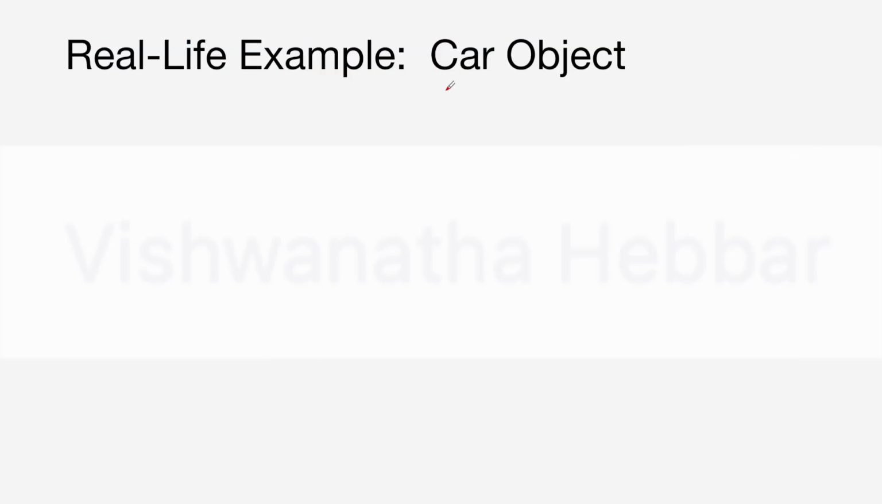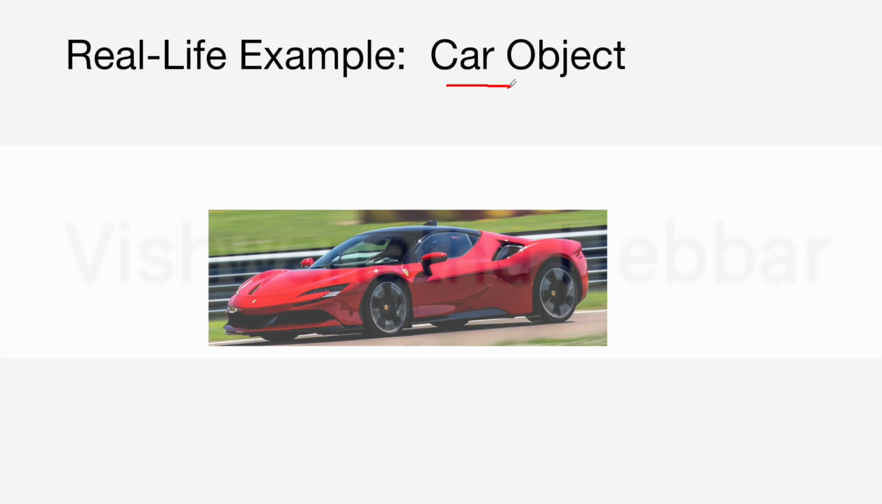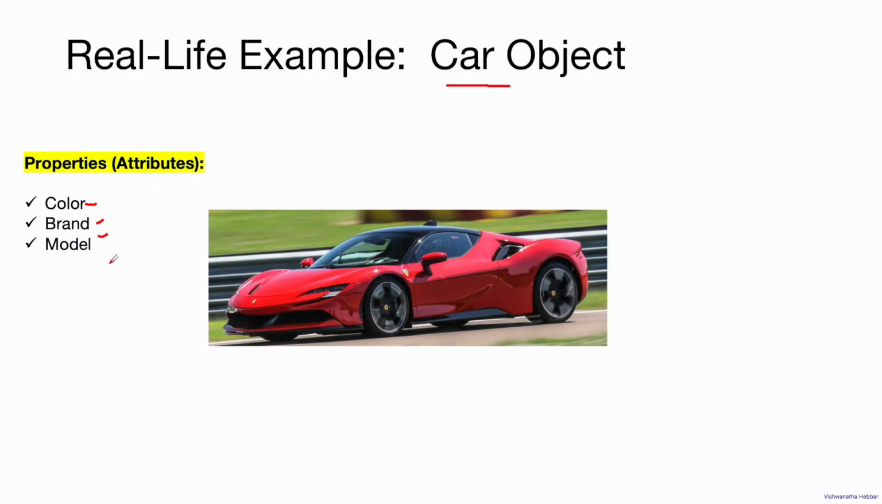Consider a car as an object. This car has certain properties or attributes such as color, brand name, model, etc. Right? These are called properties or attributes. Similarly, this car also has certain functions. For example, you can start the car, you can accelerate the car, and you can apply a brake to stop the car. These are called actions or methods.